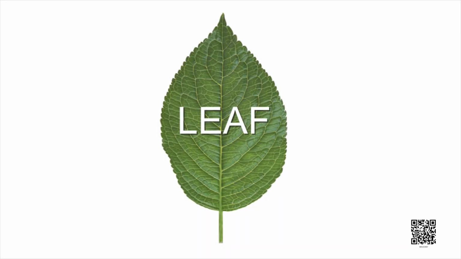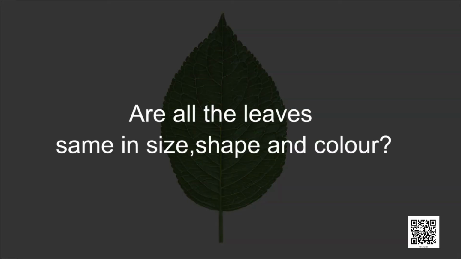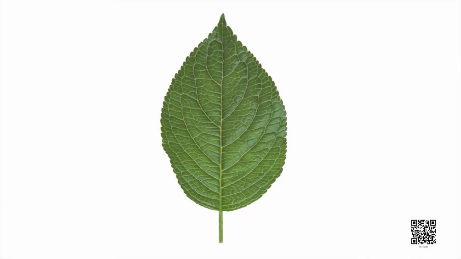Children, now let us talk about another part of the plant called leaf. Look at leaves of plants around you. Are all the leaves the same in size, shape and color? How are they attached to the stem? The part of a leaf by which it is attached to the stem is called petiole. The broad green part of the leaf is called lamina.